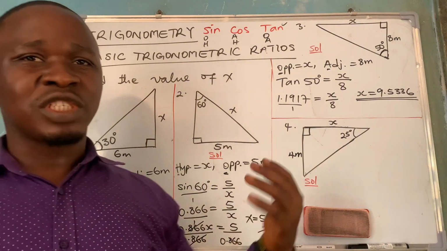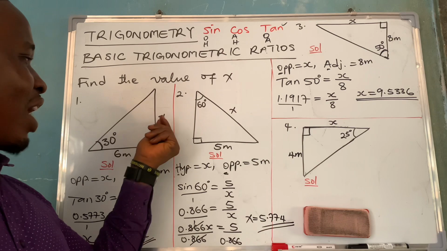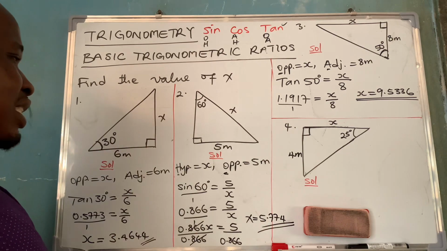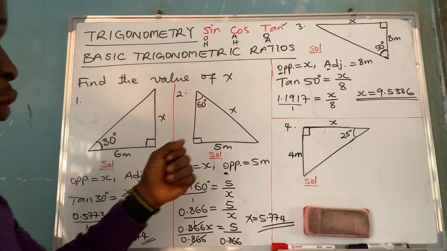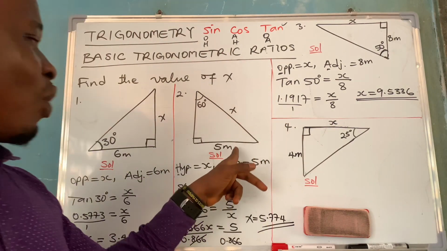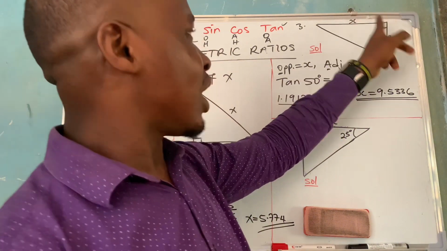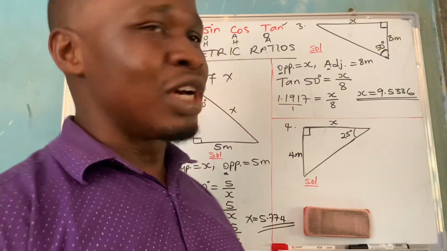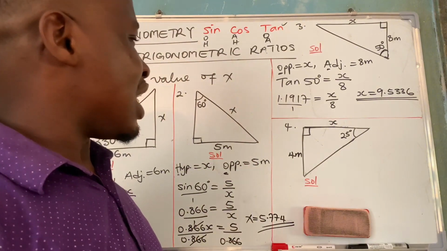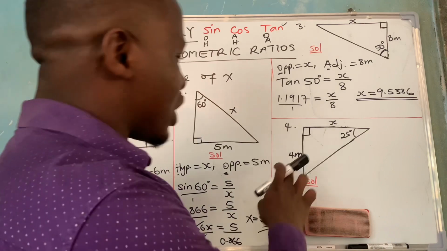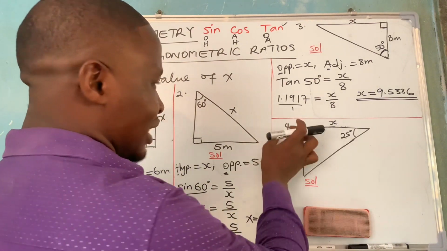So we've solved 3 problems. Here we calculated the value of x when we are given one side and one angle. So I want you to go to the comment section and tell me what we get if we are to calculate x with a 4 meters side given and 25 degrees. That is the 4th problem.